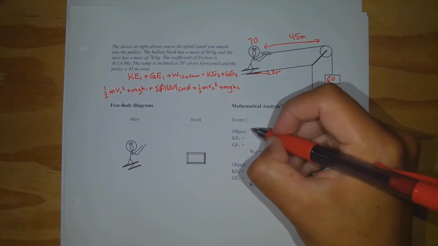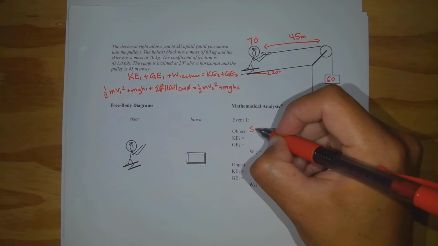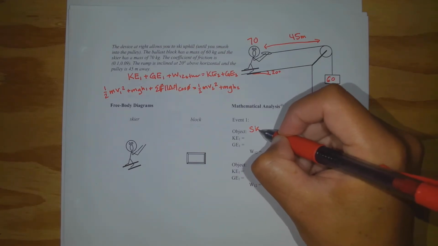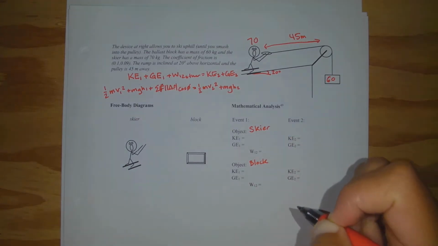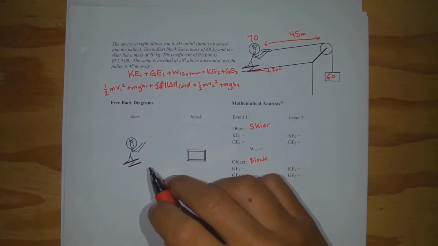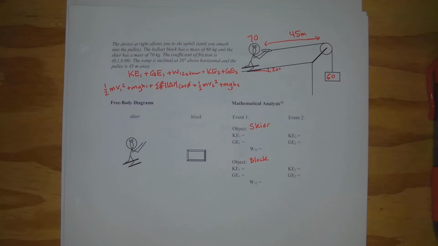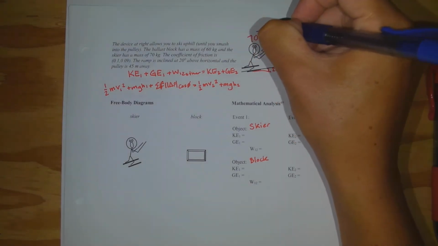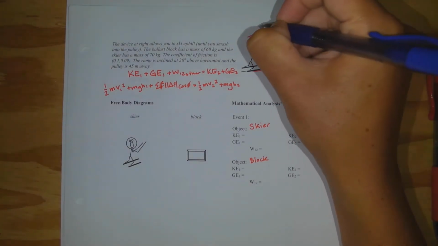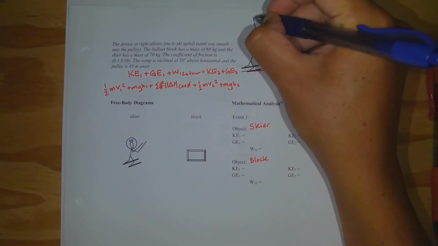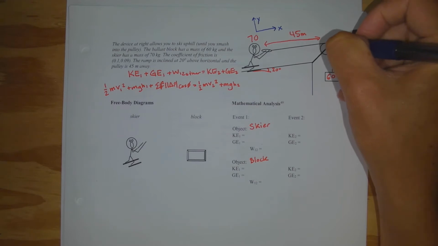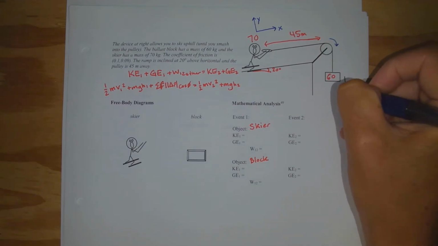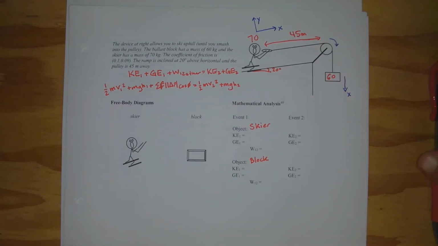We have to fill out a table for the skier and also for the block. And so we're going to do a free body diagram for the skier and also for the block. For the skier, I'm going to say the skier is going in the positive x direction and y is perpendicular to the incline, which means that for the pulley, the positive x direction is downward because the pulley redirects the coordinate system.